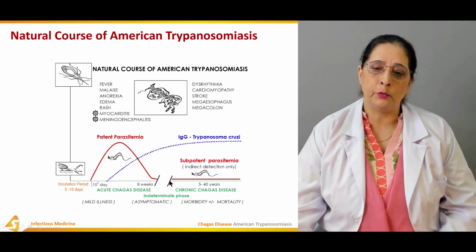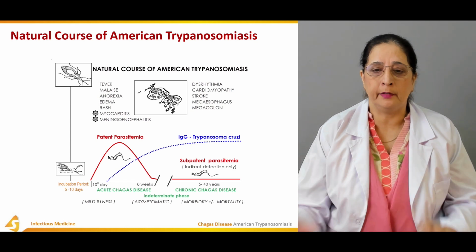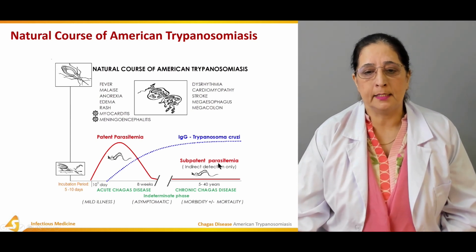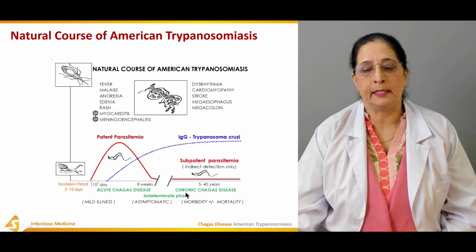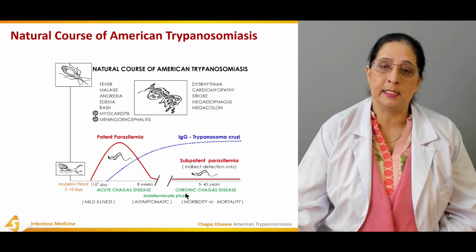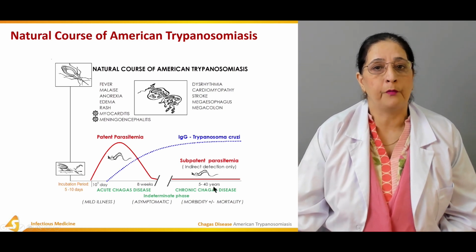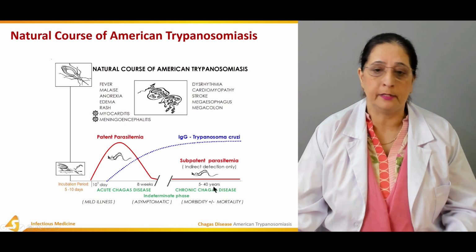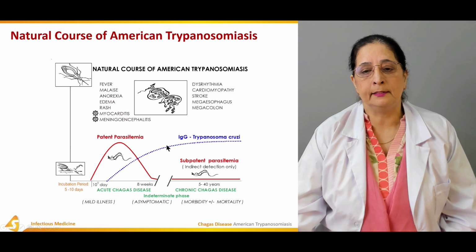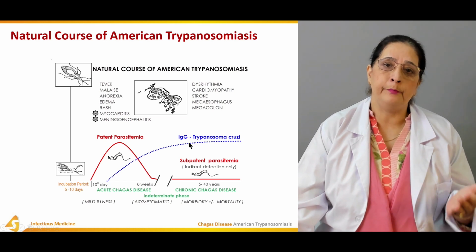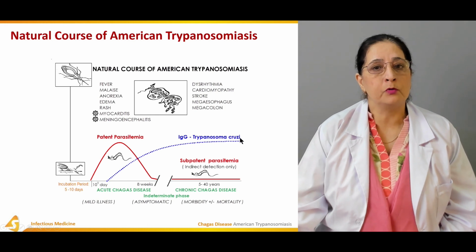After these 8 weeks, there is an indeterminate period, and then there is subpatent parasitemia in this phase, and that's the chronic Chagas disease. Chronic Chagas disease lasts for about 5 to 40 years if it leads to the chronic phase. In this phase, there is IgG immunoglobulin against the Trypanosoma cruzi.